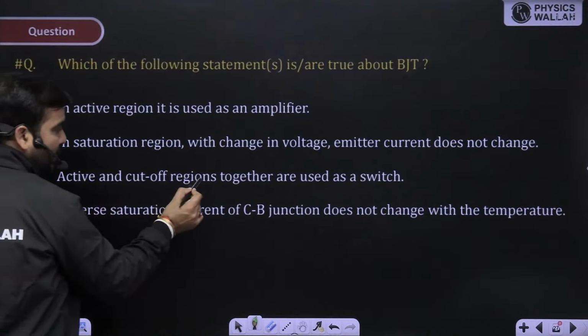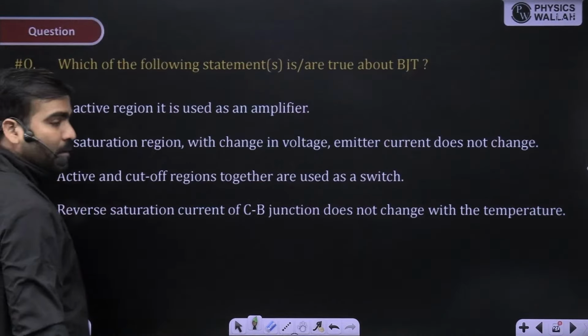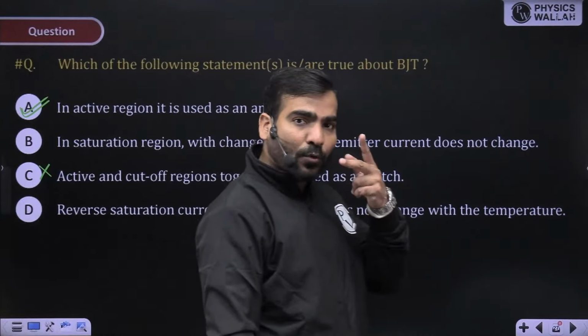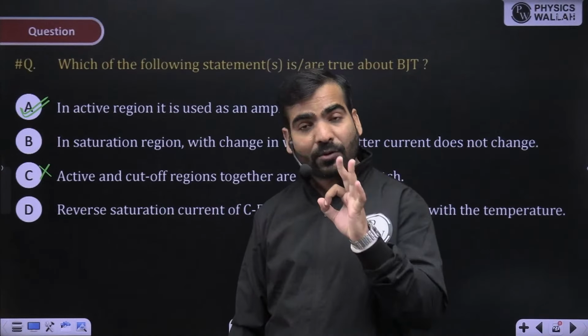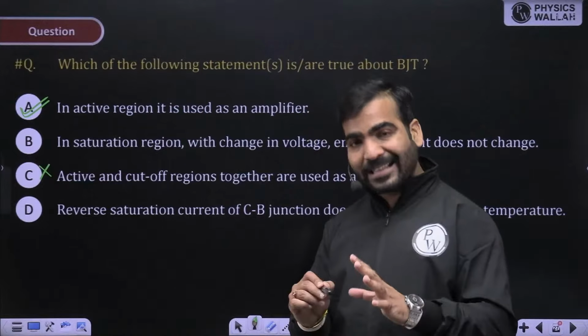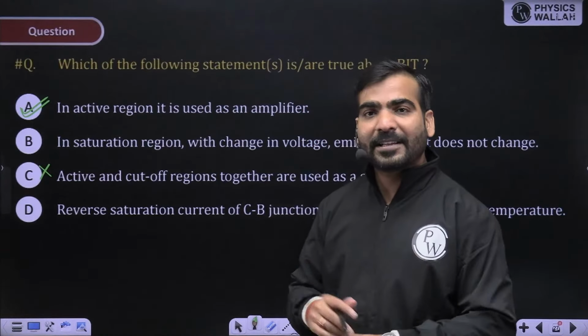Next, let's check the option C. Active and cutoff regions together are used as a switch. No. BJT acts as a switch in 2 mode operation. Saturation is perfect on switch and cutoff is off switch. So saturation and cutoff together is used for switch application of the BJT.